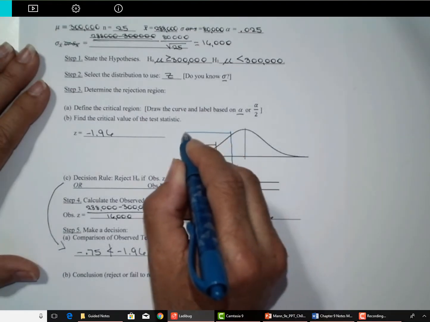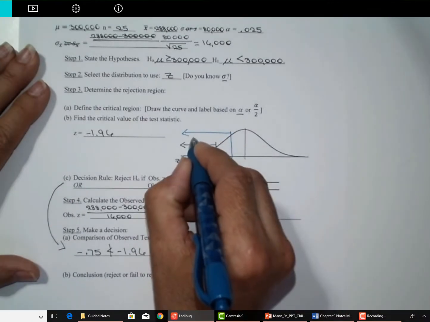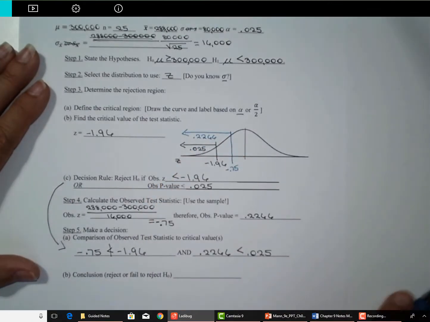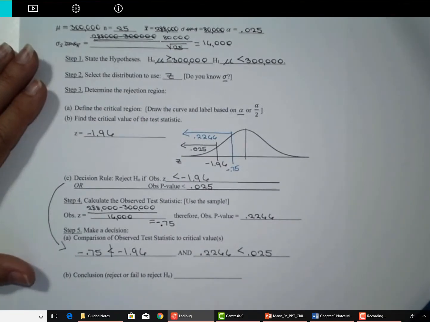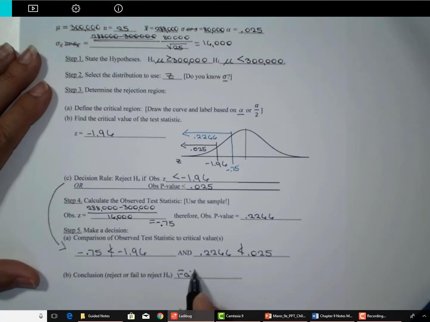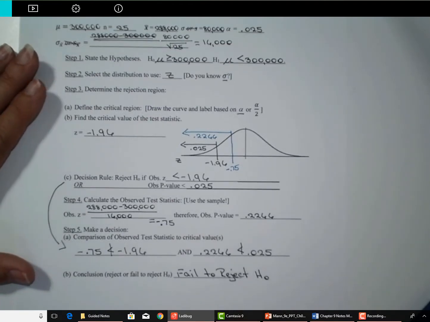And the area, 0.2266, is much bigger than the critical level that I was dealing with. So I think I rejected on both counts. So here's my conclusion. I failed to reject it on both counts, sorry. So here's my conclusion. My test fails, so I fail to reject the null hypothesis.